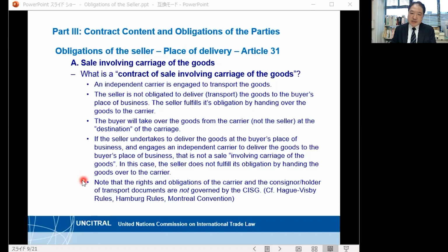And also note that the rights and obligations of the carrier and the consignor or holder of transport documents, such as bill of lading, are not governed by the CISG. They are governed by the applicable law on carriage of the goods. For example, the Hague-Visby rules, or the UNCITRAL Hamburg rules, or maybe the Montreal Convention for carriage by air. And maybe I should also mention the Rotterdam rules here. So the rights and obligations of the carrier and the consignor, holder of transport documents, are a separate contract that is not governed by the CISG, but by other law that relates to carriage. Now, this is a sale involving carriage of the goods.